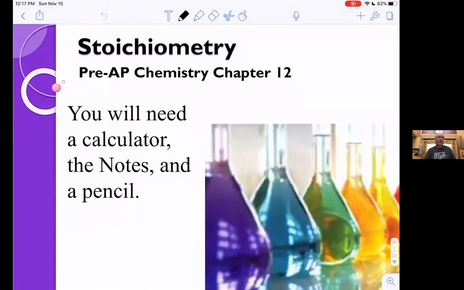What happens, you're not always going to produce 100% in reactions, and so how to calculate what that percentage is that you actually produce, and so forth. So those are the two last little bits that we'll need to cover. Again, just using our multimole ratio. So again, here you're going to need your calculator, your notes and pencil for sure.